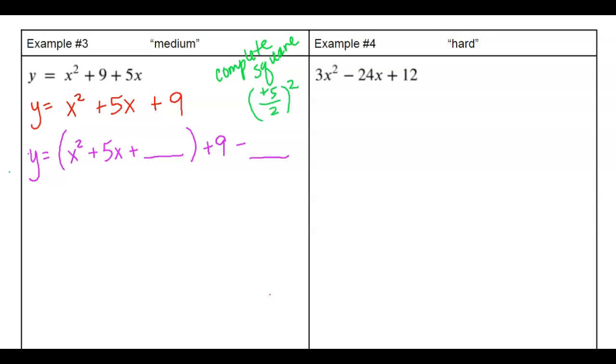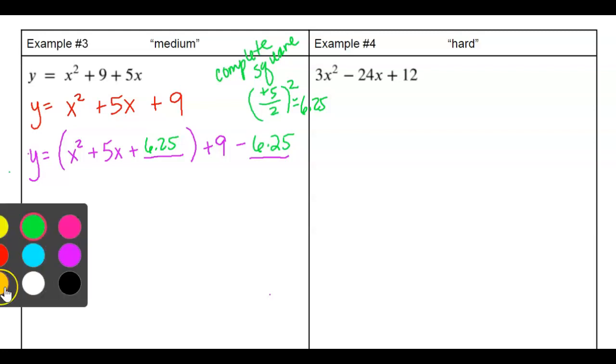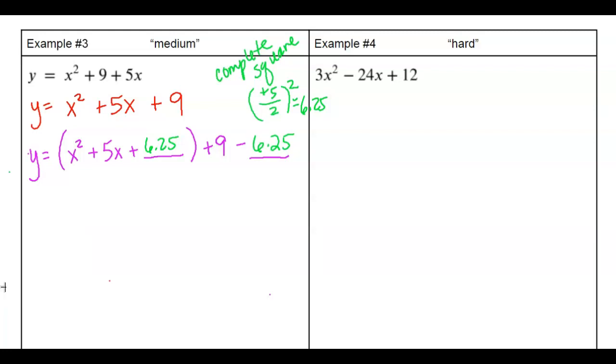So let me clear this out. 5 divided by 2, and if we square that, I got 6.25. Now, I am okay with decimals. So 6.25, 6.25. And that's what made this a little harder. So step number 3, we're going to clean up those outside numbers.